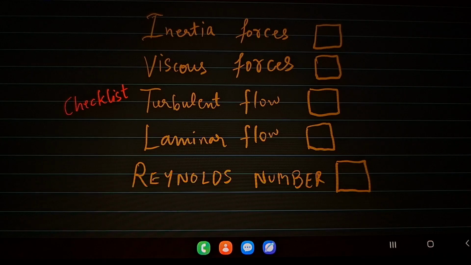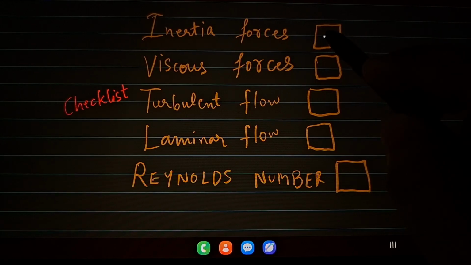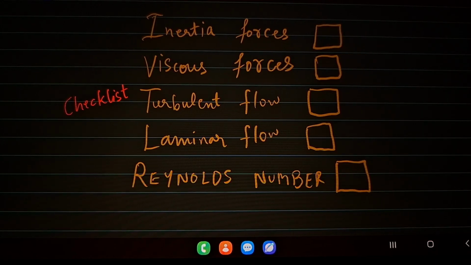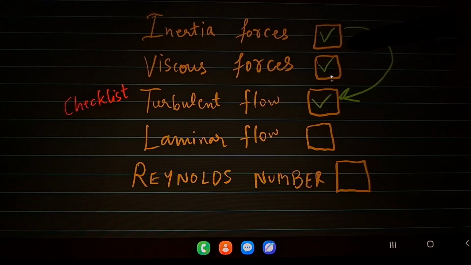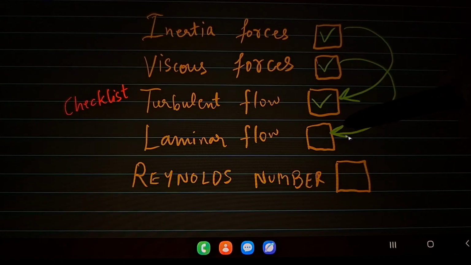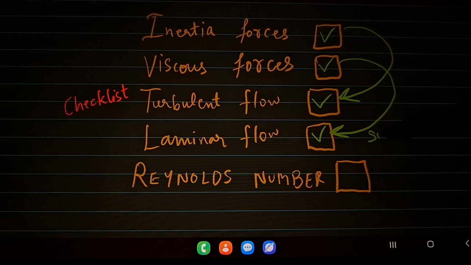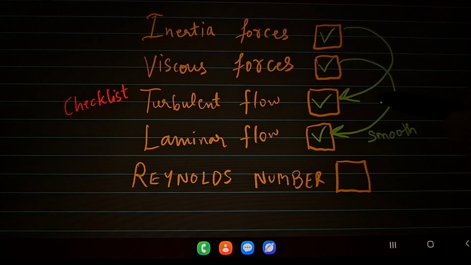Let's go through the checklist. So inertia forces, we understood what inertia forces are. Nothing but fluid wants to keep moving if it has stronger inertia, and the fluid wants to stay calm if the viscous forces are more. So if inertia forces are more, it is going to be turbulent flow, and if viscous forces are strong, it's going to be laminar flow, which is smooth flow, and turbulent flow is nothing but chaotic flow.